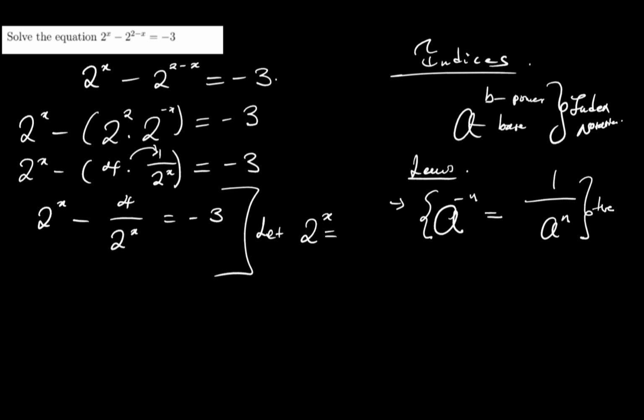Most books will use p, others will use m, others n. In my case, I will use y. Because why not? It's just y. So whenever there is 2 to the power x, I put y everywhere. So wherever I have that, I will put y. So I'm going to have y minus 4 over y being equal to negative 3.